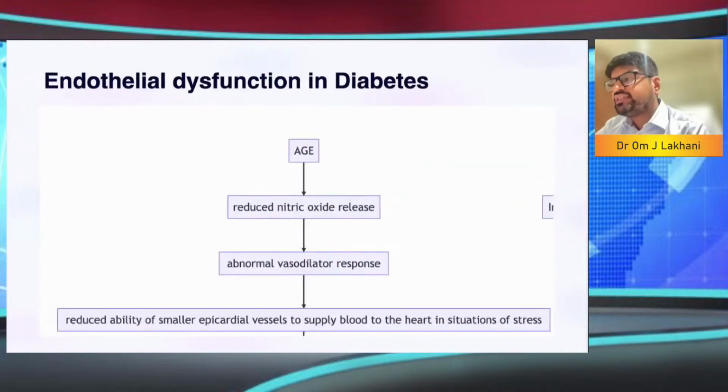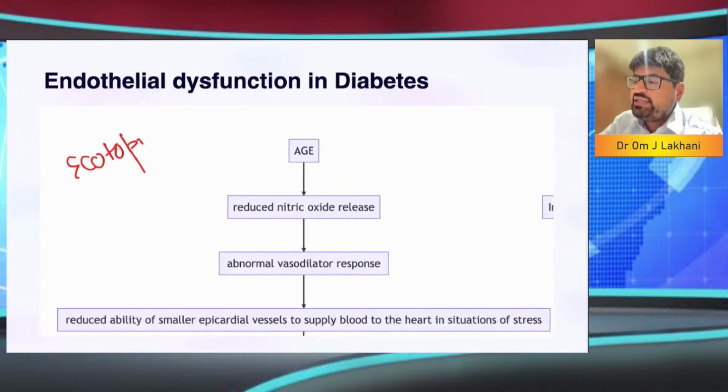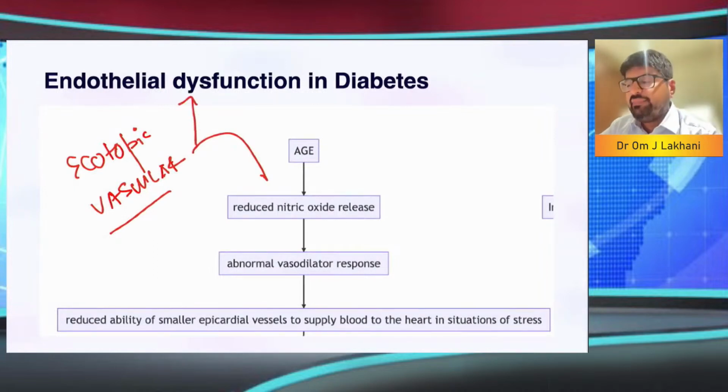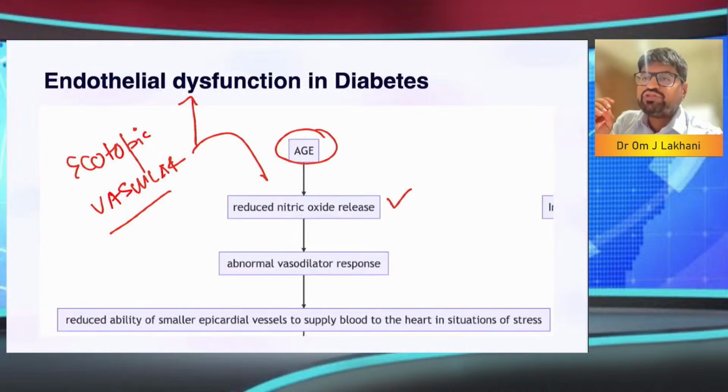How does endothelial dysfunction contribute to heart failure in diabetes? Now, diabetes, apart from being a disease of ectopic fat, is also an extremely vascular disorder, right? And the vascular aspects of diabetes are often contributed to by endothelial dysfunction. The advanced glycosylated end products, which we just discussed, often reduce nitric oxide release. Remember, nitric oxide leads to vascular dilatation, so this reduction leads to a poor vasodilator response.